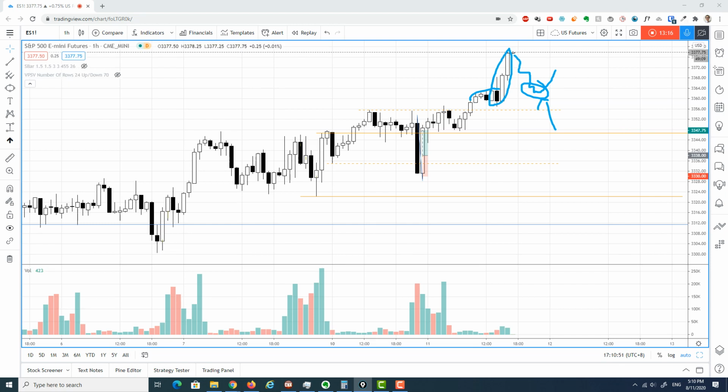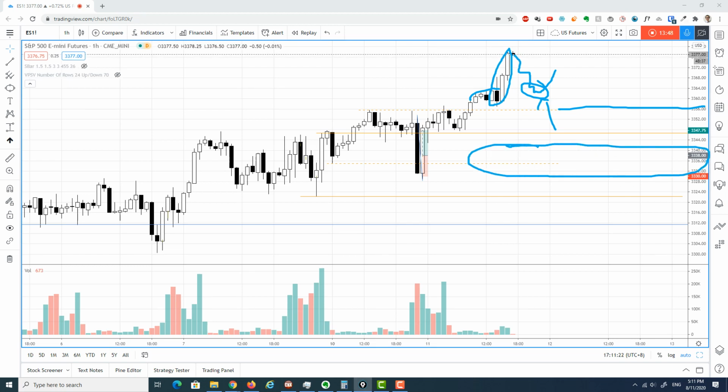For the immediate resistance level, I'm still watching the same level as yesterday at around 3385 to 3400, which is very close to the all-time high level. And for the immediate support level, definitely the swing high level at 3355, subsequently followed by 3335 or 3345, which is somewhere around there.